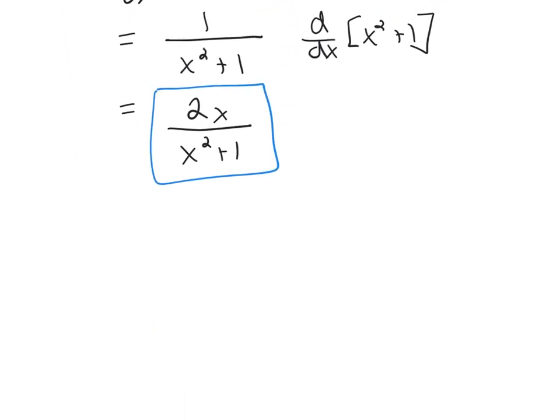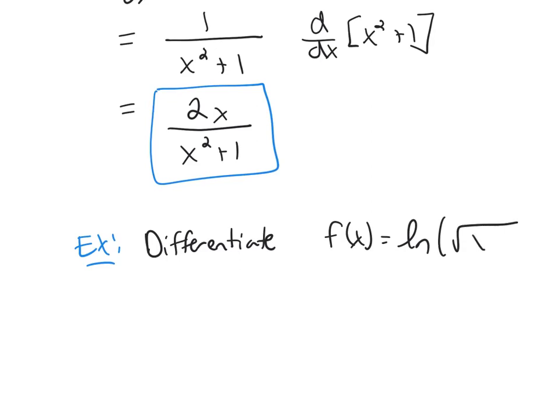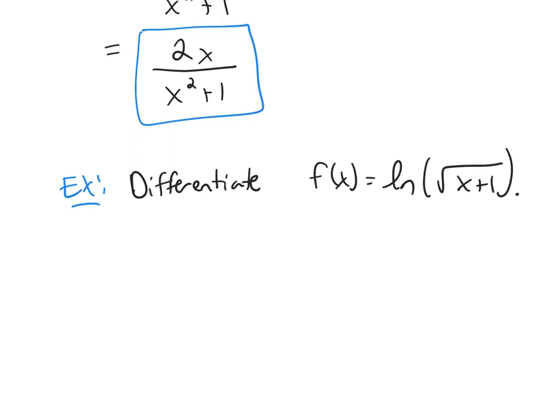Let's do one more with a natural log in it. So I want you to differentiate the function ln the square root of x squared plus 1. So we can rewrite our square roots, we've done this a few times, as a 1/2 power. Sorry, that should have been an x squared there. x squared to the 1/2 power.